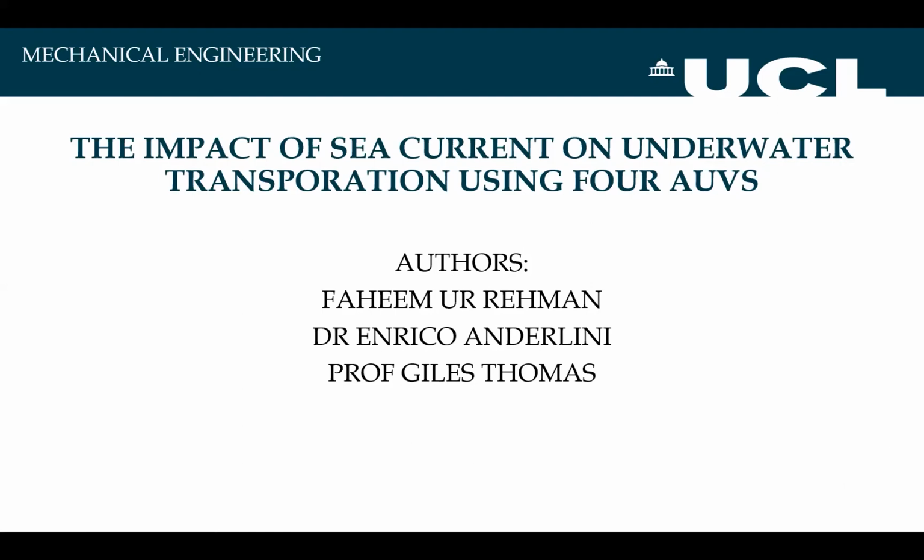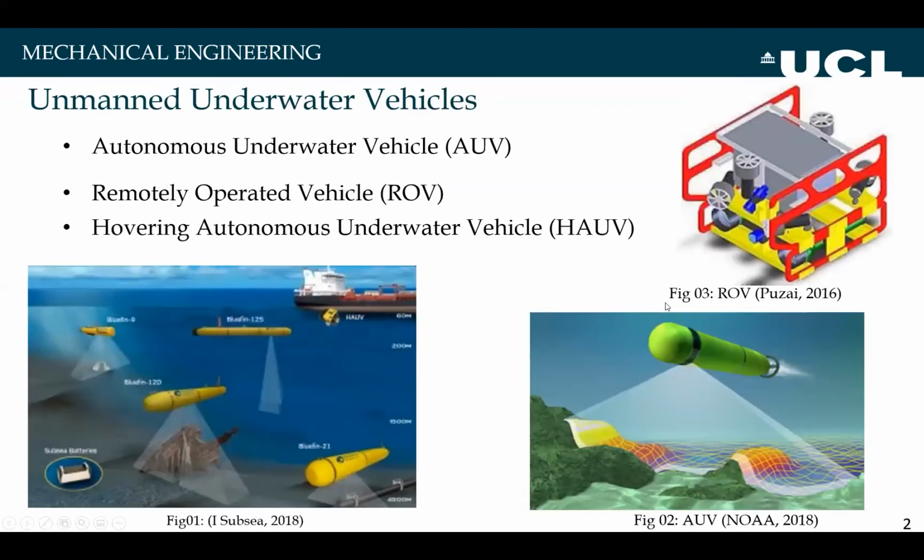The topic of my paper is the impact of sea current on underwater transportation using 4 autonomous underwater vehicles. First, I will tell about the different types of unmanned underwater vehicles. There are two main types of unmanned underwater vehicles which are generally used.